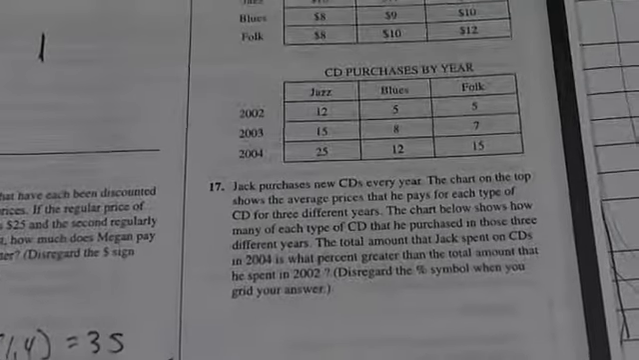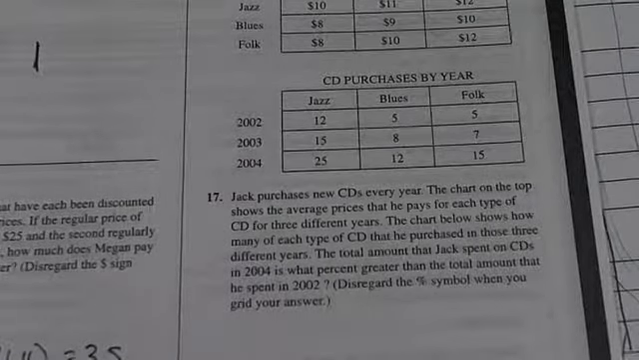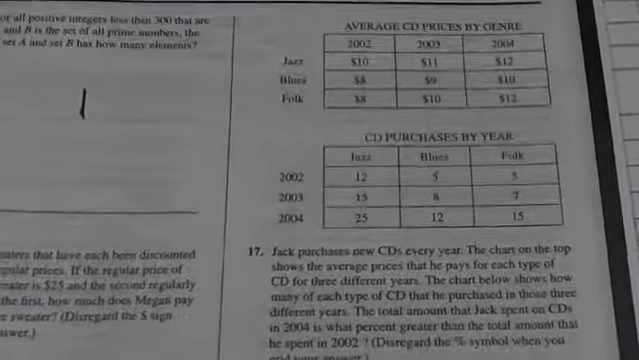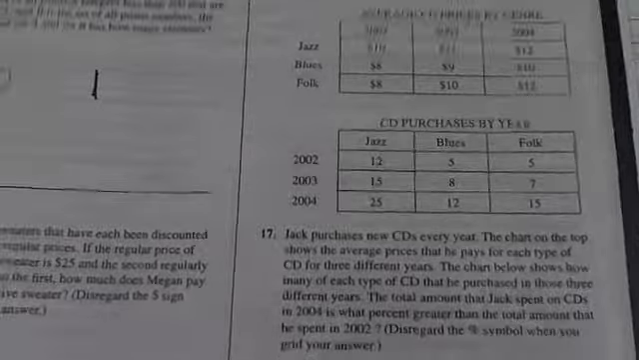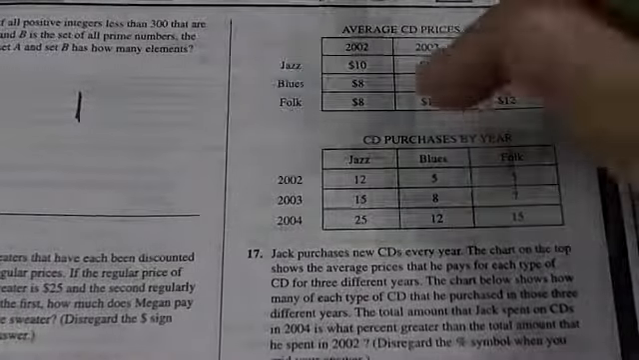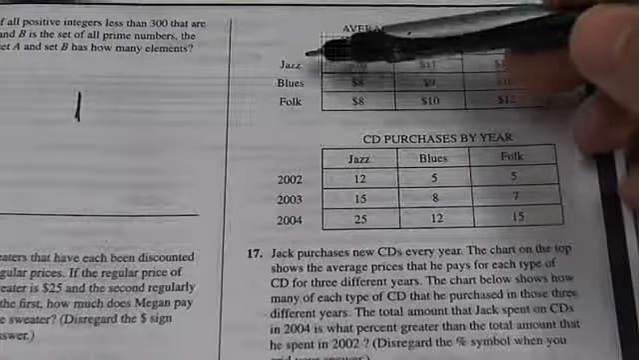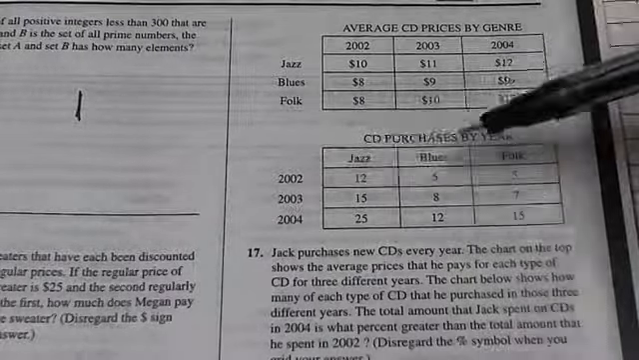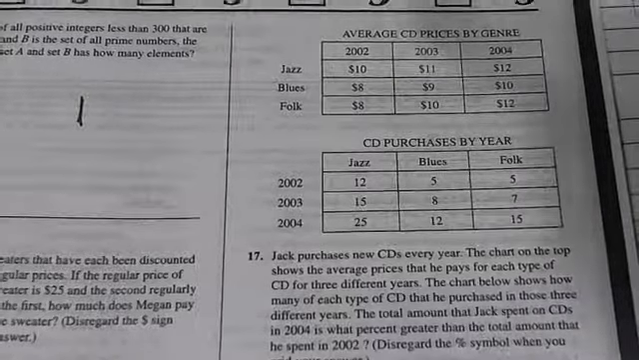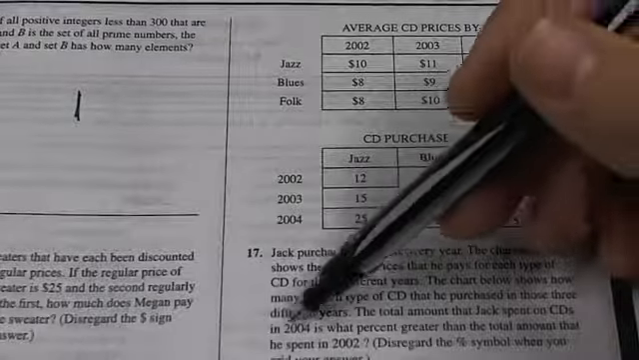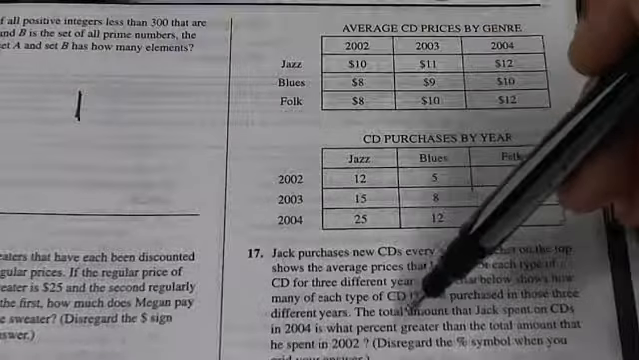All right, 17 is a pretty long one. The thing here is a little bit tricky. They switched the tables on you. That's the one thing you have to keep in mind. So jazz and blues and folk are on this side, and then in the second one they're opposites.